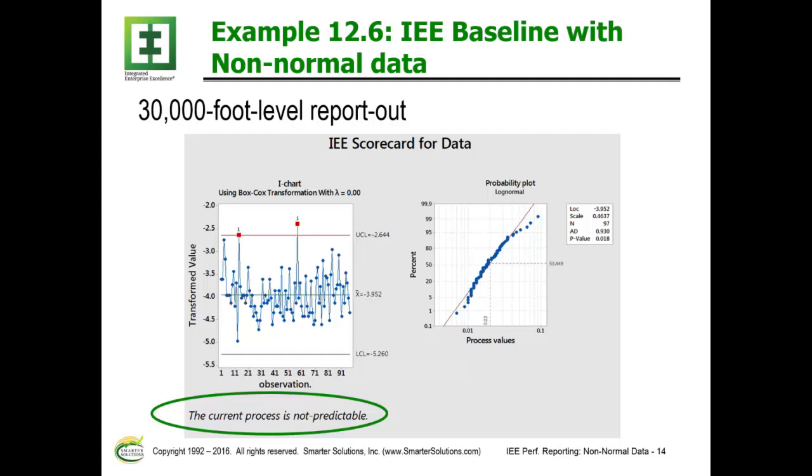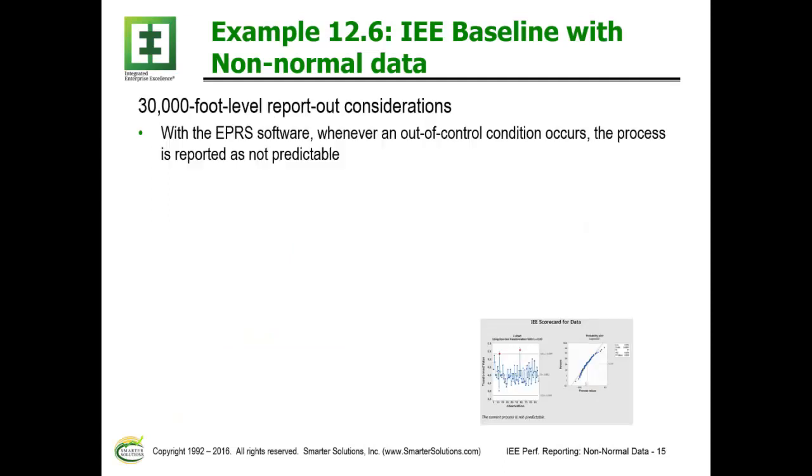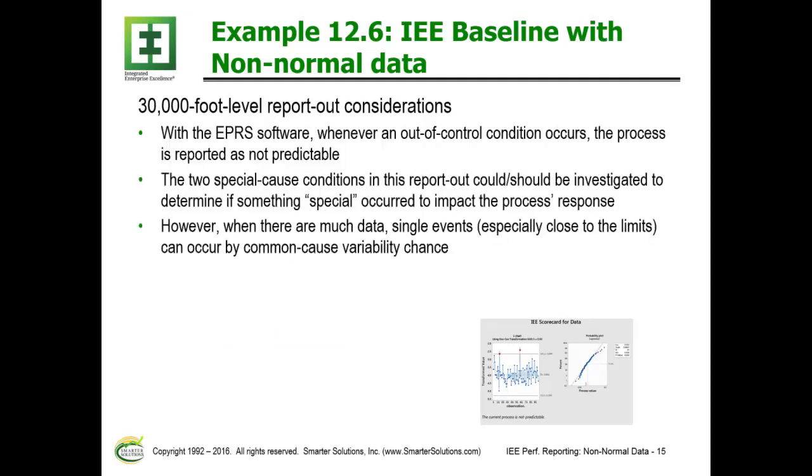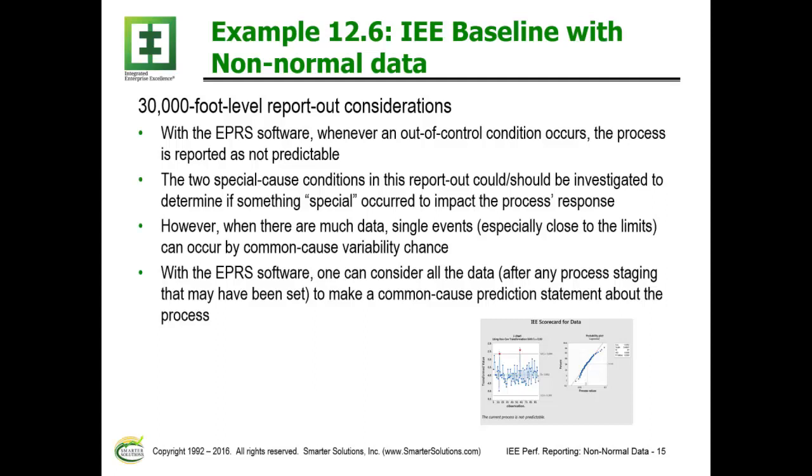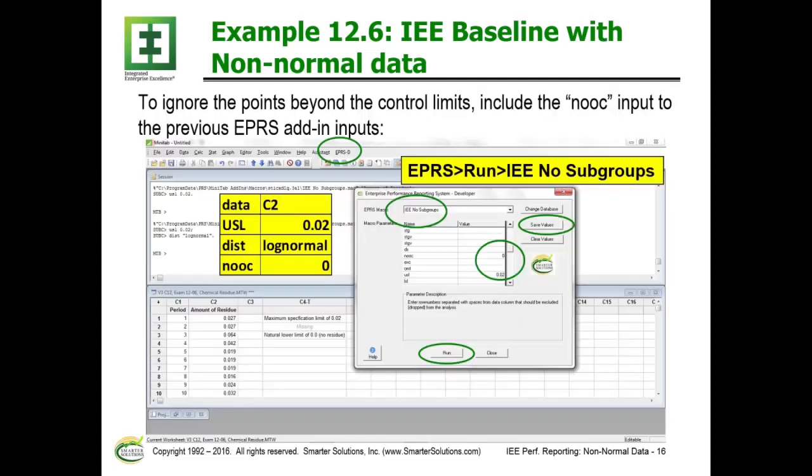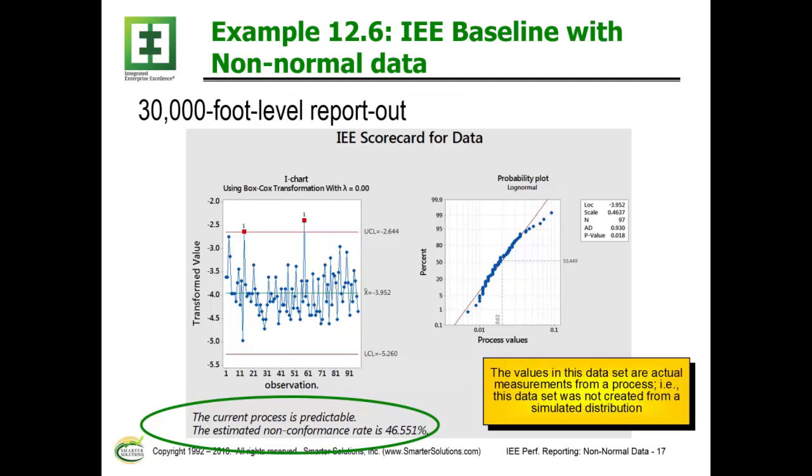Now we do have rights to investigate and see if we can learn from seeing what might have happened there, but I'm going to go in and take out the limits, especially since it's close to limits. When you do that, you put the option NOOC of 0, and then it ignores those 2 points that are outside limits. So now it's talking about a nonconformance rate of about 46%.